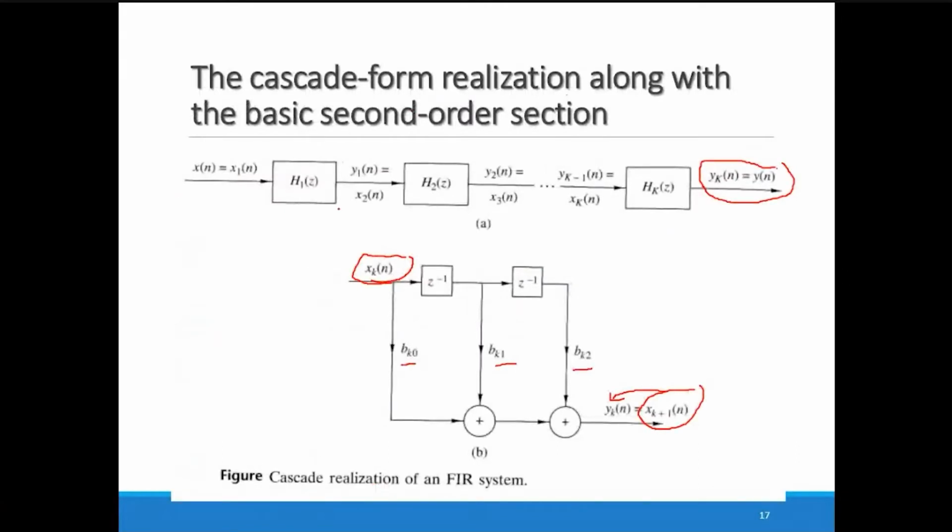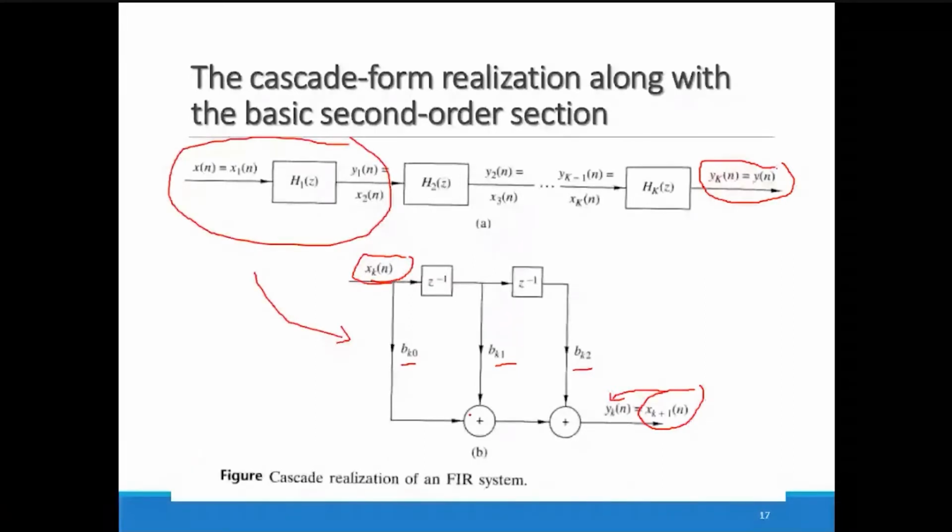This is the complete structure, and this is what the first structure represents. Xk(n) is given as input, multiplied with the first coefficient bk0, then it is delayed and multiplied with bk1, and that is added. Then again it is delayed, that is z to minus 2, multiplied with bk2, and you get this. After every section you get an output, which is the input for the next section. So yk(n) is the input for the next section, that is k plus 1. In this way it is cascaded, and finally it produces the output y(n).